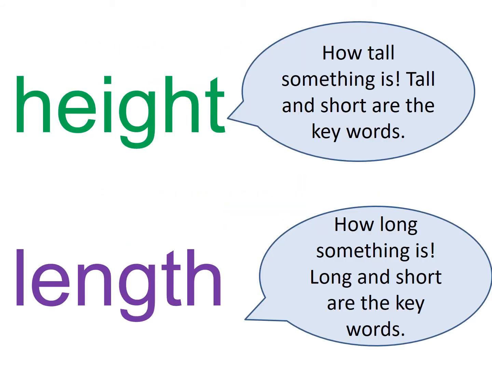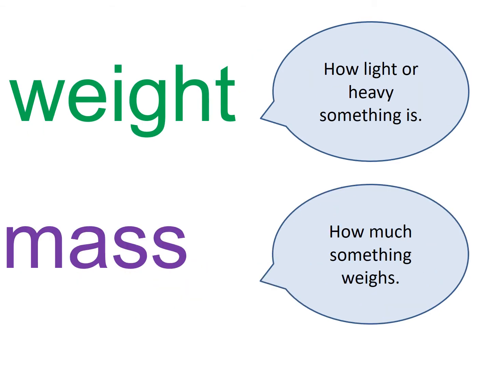Okay, so height is how tall something is. So when something is stood up, you're looking at how tall or short something is. Those are the words you'll see today. And length is when it's laid down, how long something is. And long and short are the key words you'll hear for that one. So weight and mass are about how heavy or light something is when you hold it or you weigh it. How much something weighs or holds.